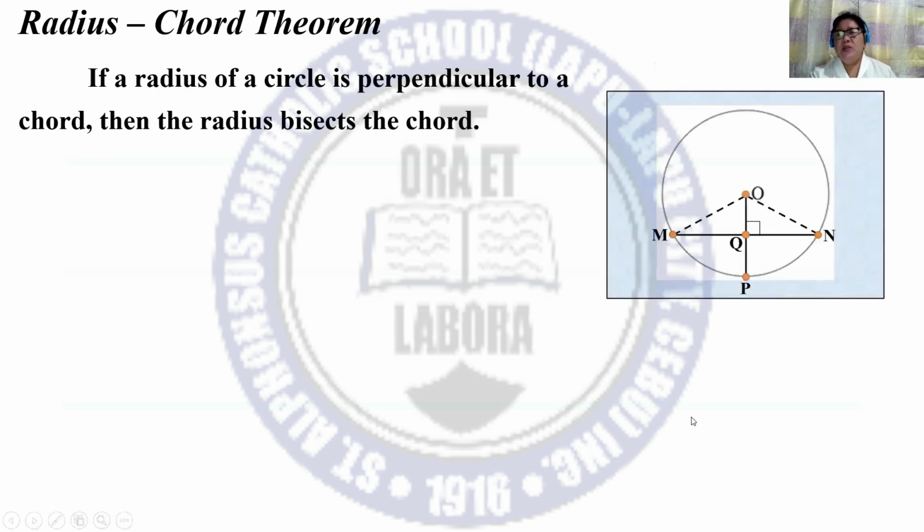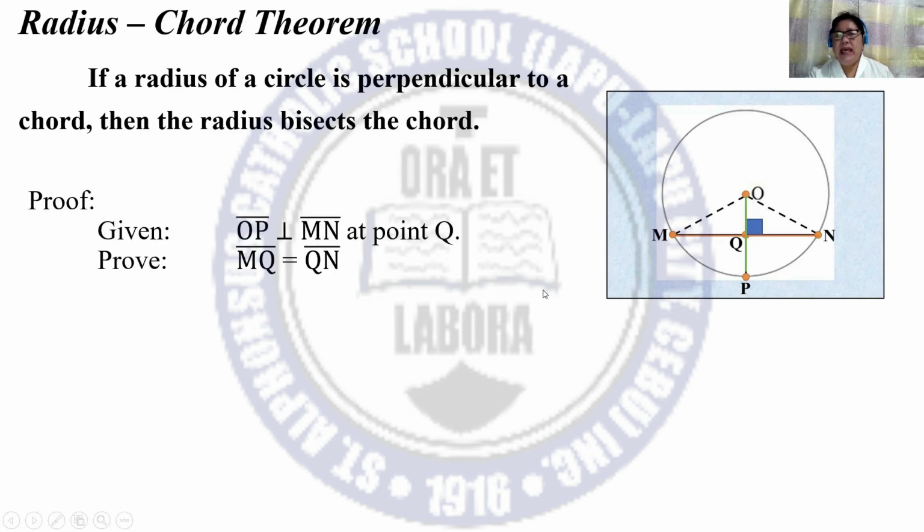Let us have this illustration. OP is the radius, MN is a chord, and this radius is perpendicular to chord MN, meaning it forms a right angle. Let us have the proof. Given OP, which is perpendicular to MN at point Q, we have to prove that segment MQ is equal to segment QN. And this is the proof.